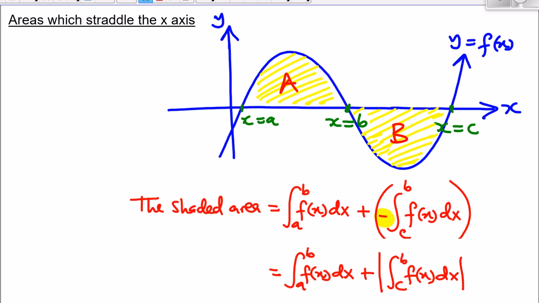Alternatively, you can find the absolute value of that. So the absolute value of that plus the area of the positive part of the function, and then you just add them up. So this is an alternative method that you can use.